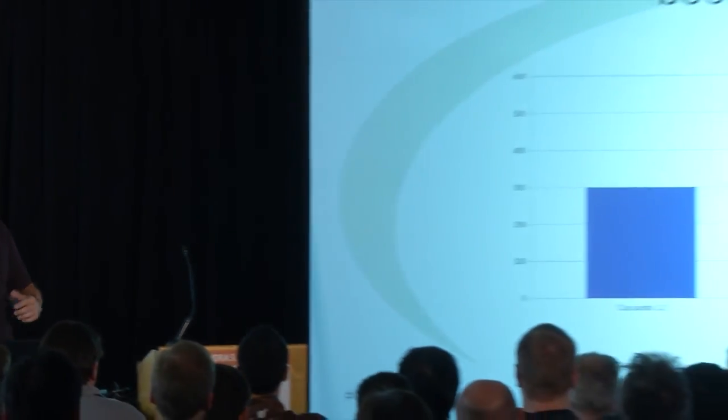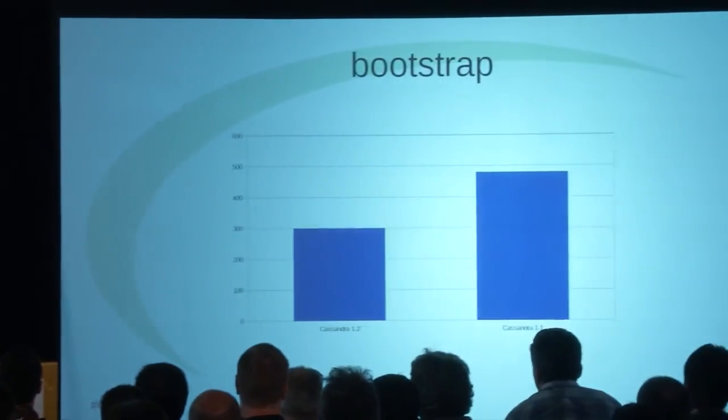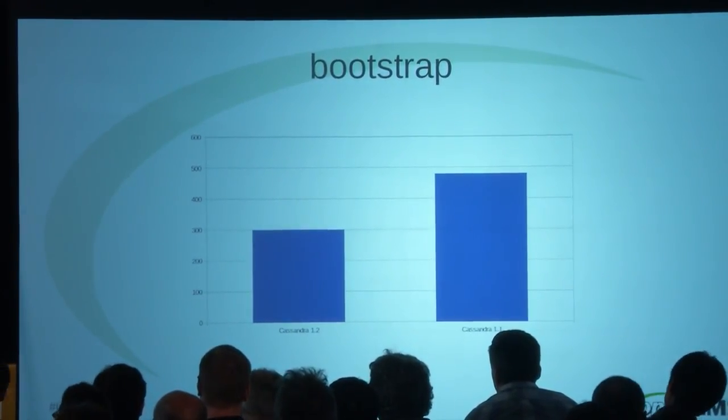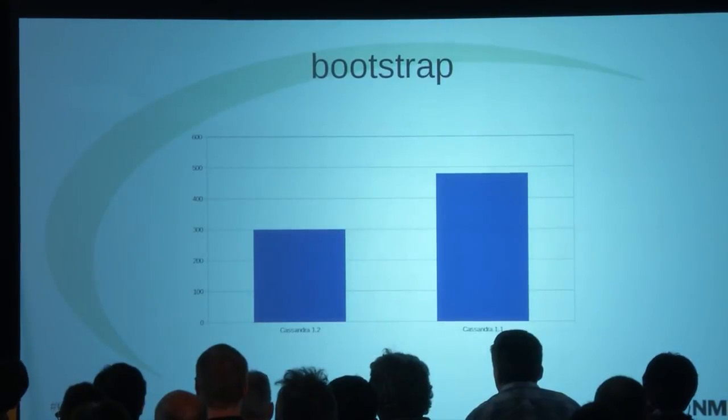The reason these two graphs are here, remove node and bootstrap, is that's your worst case scenario if you had a node failure. You have a node that's completely unresponsive. You can't gracefully exit from the cluster. You need to get another one back in. This is your worst case scenario.